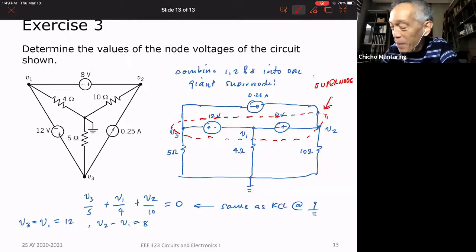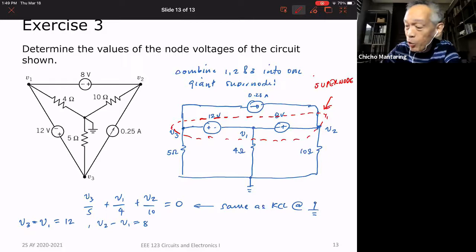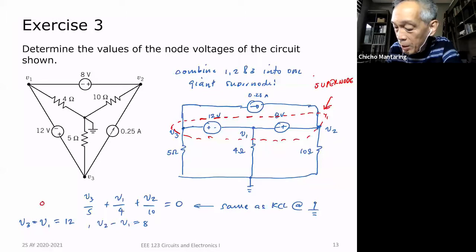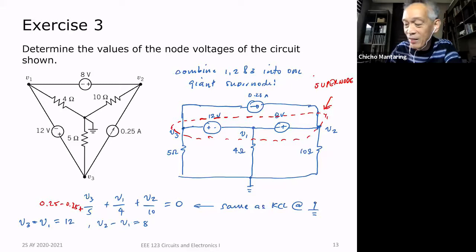I have five currents associated with the super node, no? I have these three original currents, and then I have this current, and then this current. Pero yung current na lumalabas dito, which is 0.25, is equal to the current that is entering here. So ang mangyayari yung equation ko, meron lang akong plus 0.25 and then minus 0.25. So magka-cancel out. So I'm going to get exactly the same equation.